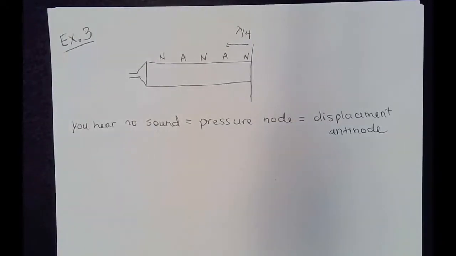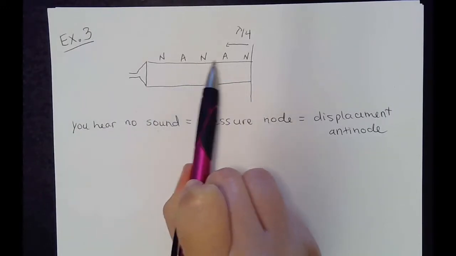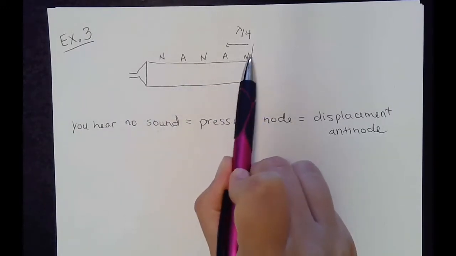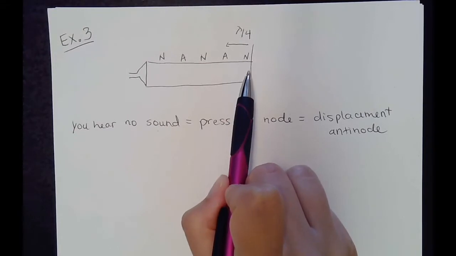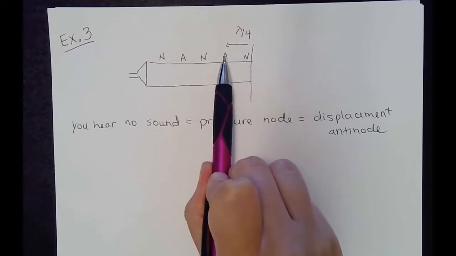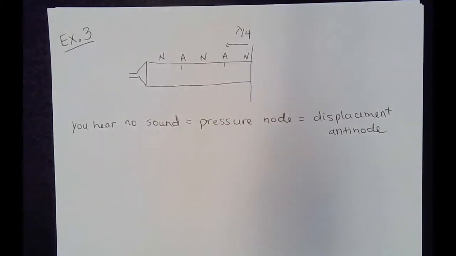Okay, and I've drawn here the speaker and then the wall. So these are the displacement nodes and antinodes. We know that the displacement at the wall is going to be a node, just like the end of an air column. So there's a node there. So we're interested in these antinodes. These are the positions where you'll hear no sound.